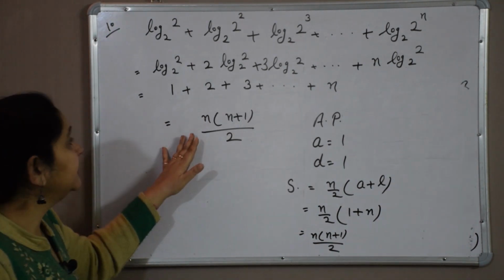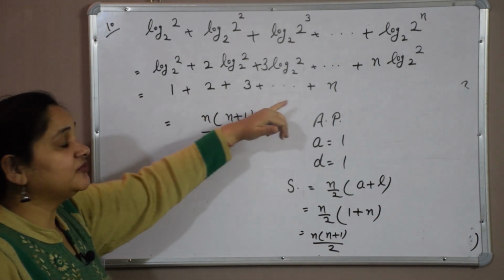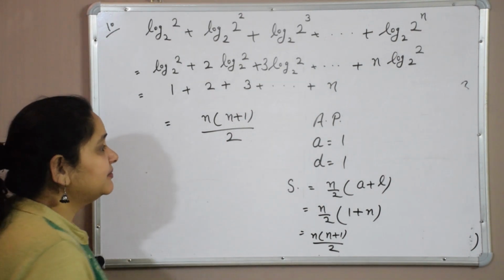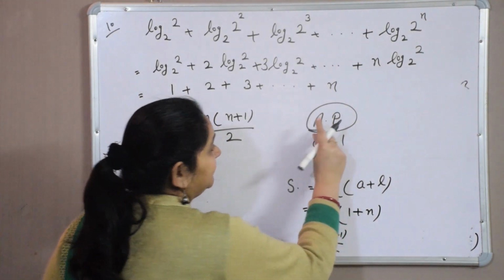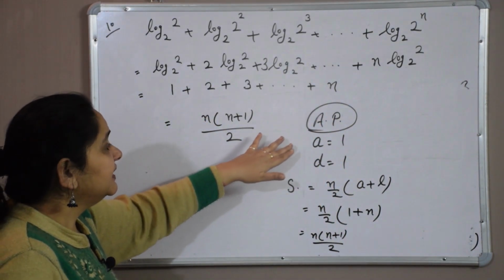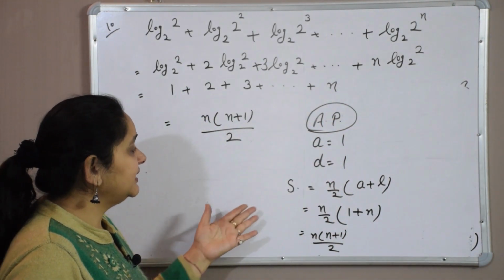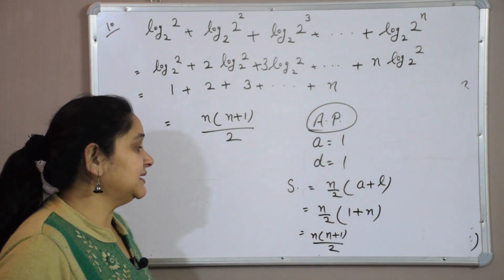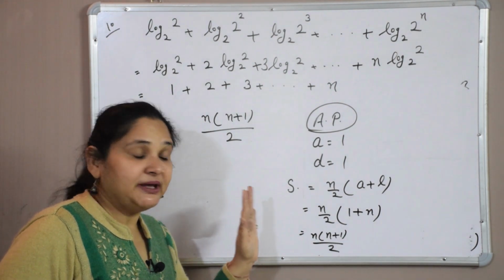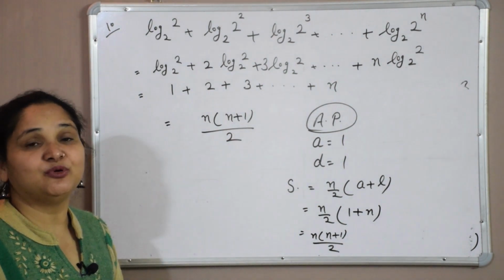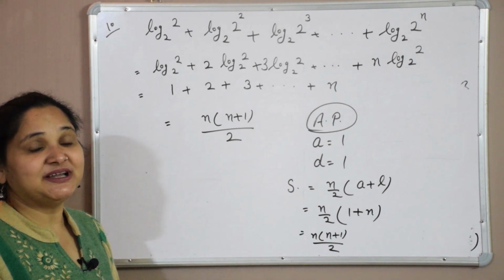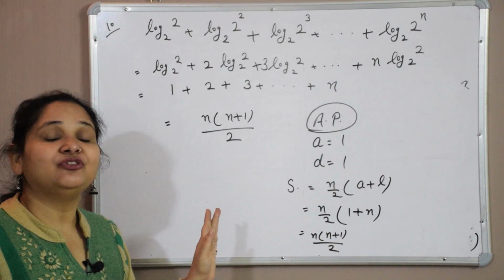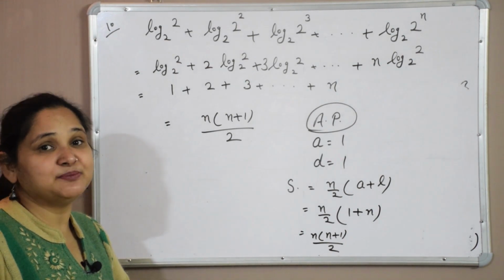If you do not know how we wrote the sum of first n natural numbers, you can directly use it. If you have any problem, use the concept of AP. Here a is equal to 1, d is equal to 1, and the formula for the sum of first n numbers is n by 2 into a plus l. If you have any doubt about AP also, please tell me in the comment. I will make a separate video to make you understand the concept of arithmetic progression in a very simple manner.